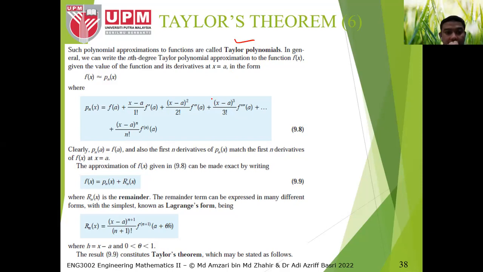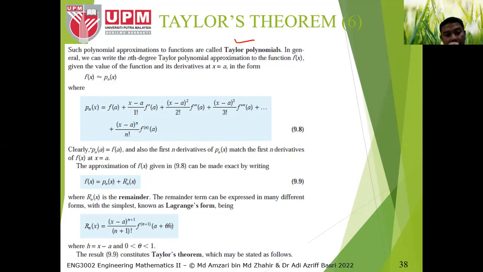So in general, the Taylor polynomial can be represented like this, where it is your P_n: f(a) plus (x minus a) divided by 1 factorial times f prime a, plus (x minus a) to the power of 2 divided by 2 factorial times f double prime a, plus (x minus a) to the power of 3 divided by 3 factorial times the third derivative of f at a, and the rest.